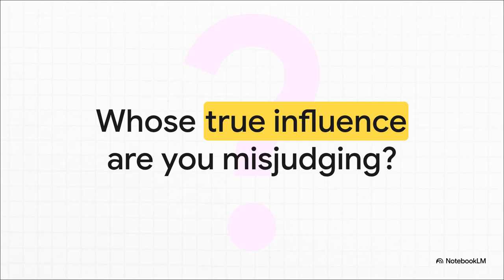So, we've seen that judging power is so much more complex than a checklist. Our minds create this rich, holistic picture that's actually better at predicting reality than just looking at the individual components. And that leaves us with one final thought to chew on. Who in your life, at work, at home, anywhere, are you evaluating with a simple checklist? In whose true holistic influence might you be completely misjudging?